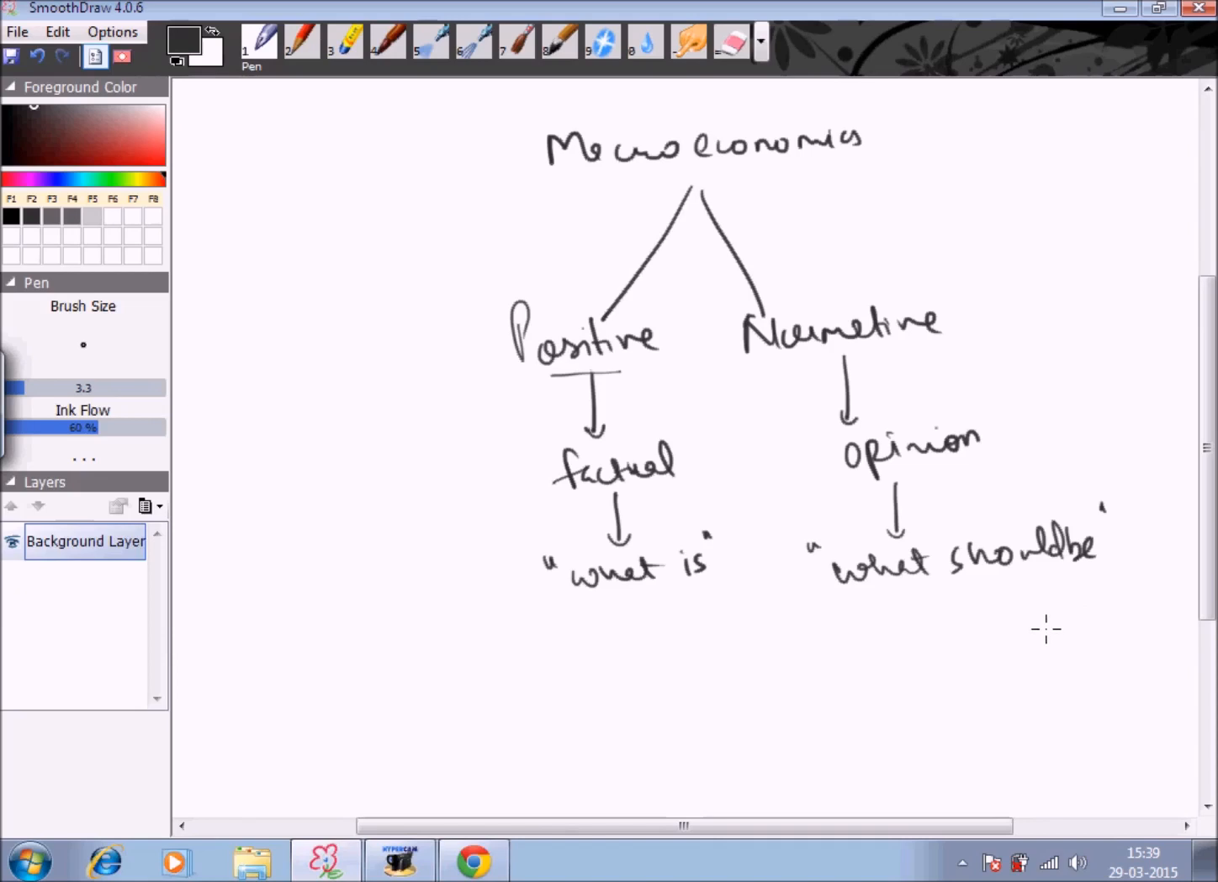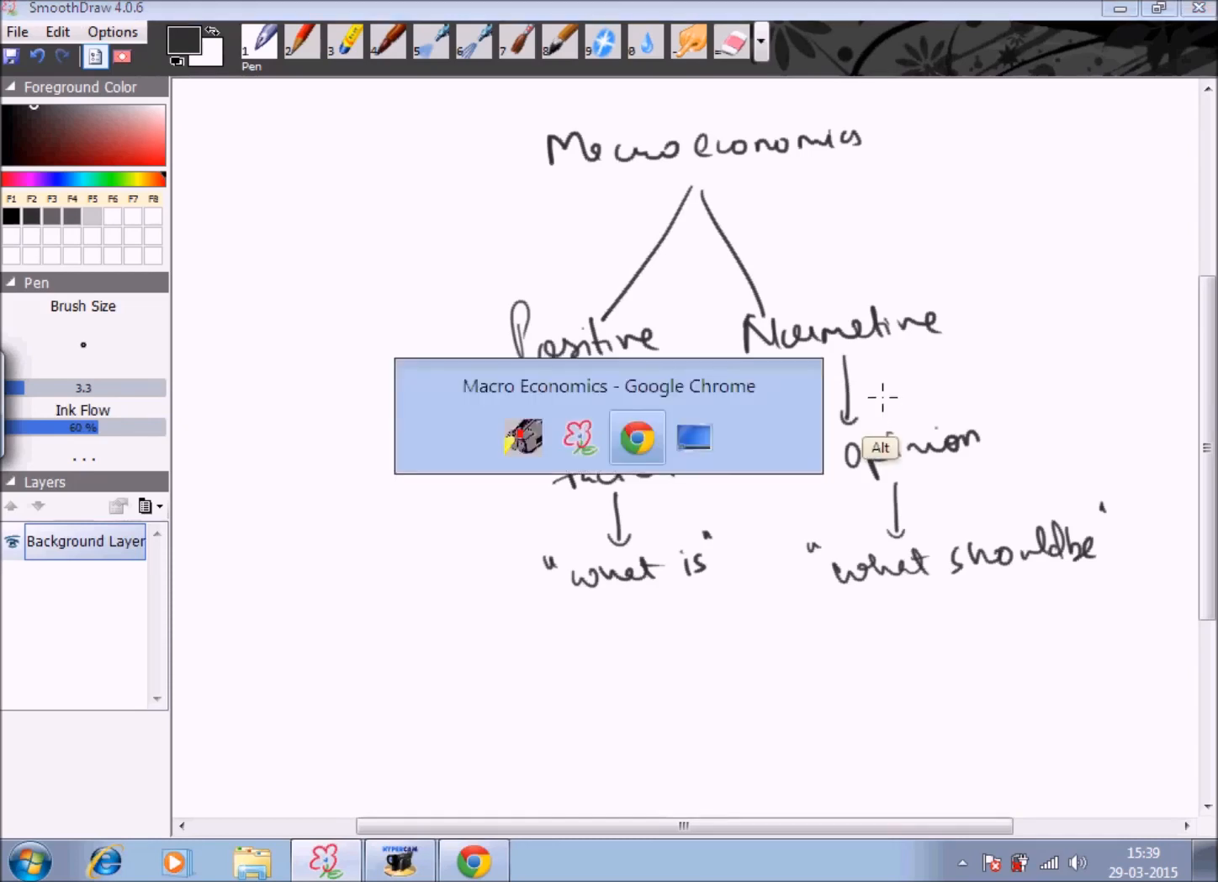Suppose I tell you that orange is better than red. Can you verify this statement? Can you test it or prove it? So, macroeconomics is basically a study of both positive and normative science, and in fact the policies formed by a particular economy are made on the basis of analysis of both positive statements as well as normative statements. So this is the nature of macroeconomics.